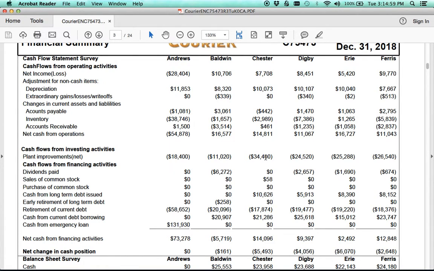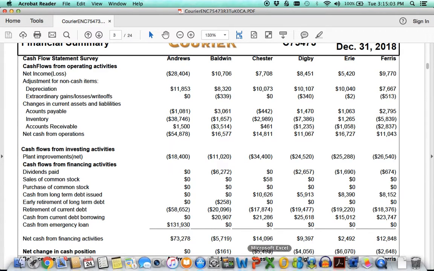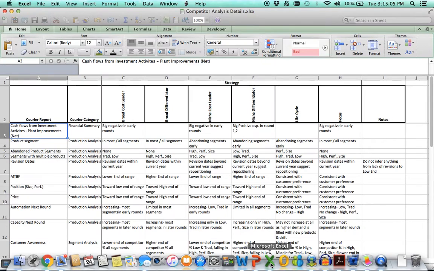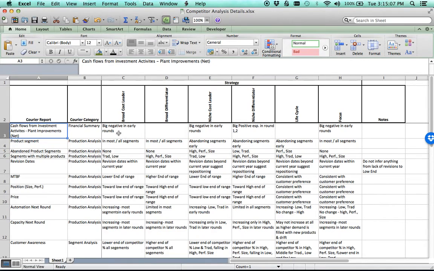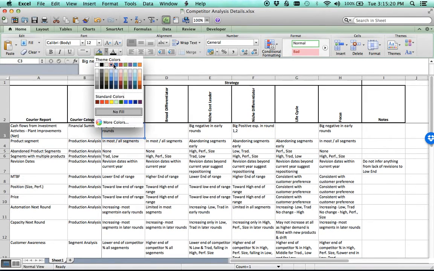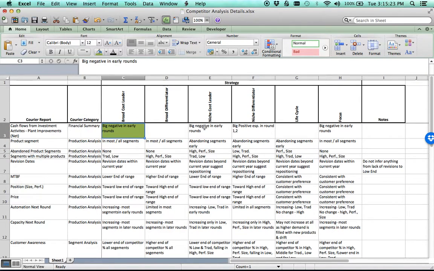Maybe not as much as Chester, but they're spending a fair amount. And so if we go back and look at our chart, we would say, okay, big negative early round, big negative, big positive. We're not seeing a big positive. We are seeing some pretty big negatives. And so at this point we would say they might be, and I'm just going to highlight them with a little green, they might be that, they might be that, they might be that. Okay, so those are the possibilities.